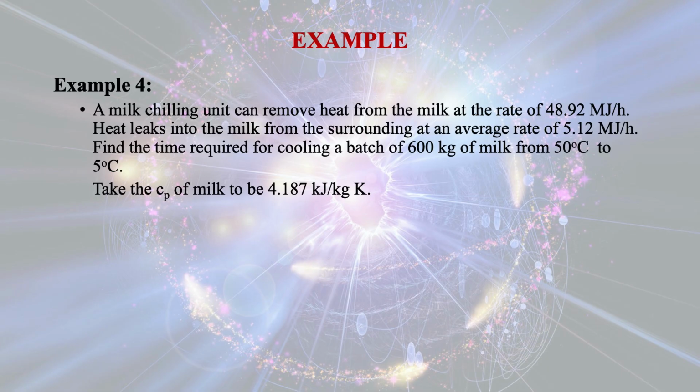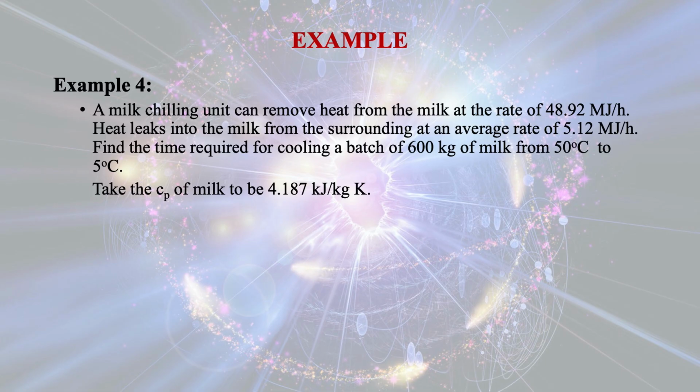Now let us see example 4. It says that a milk chilling unit can remove heat from the milk at the rate of 48.92 megajoule per hour. Heat leaks into the milk from the surroundings at an average of 5.12 megajoule per hour.